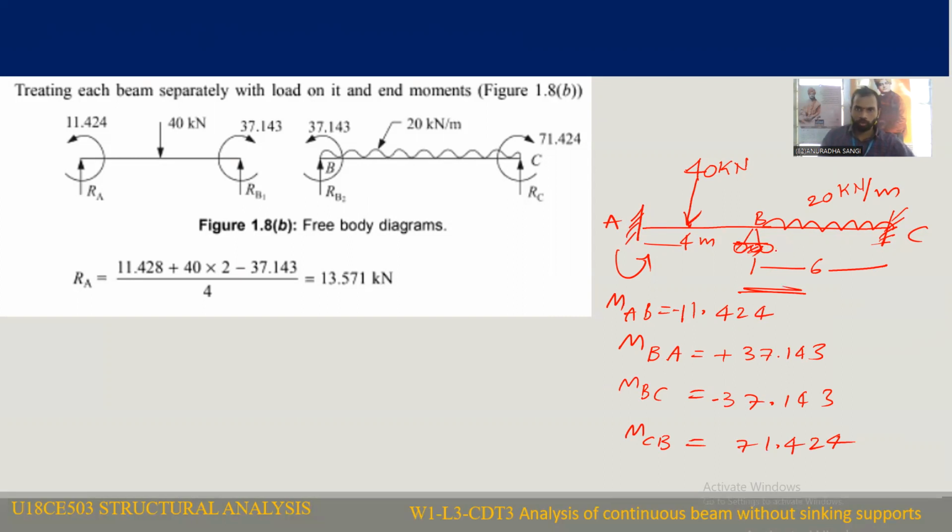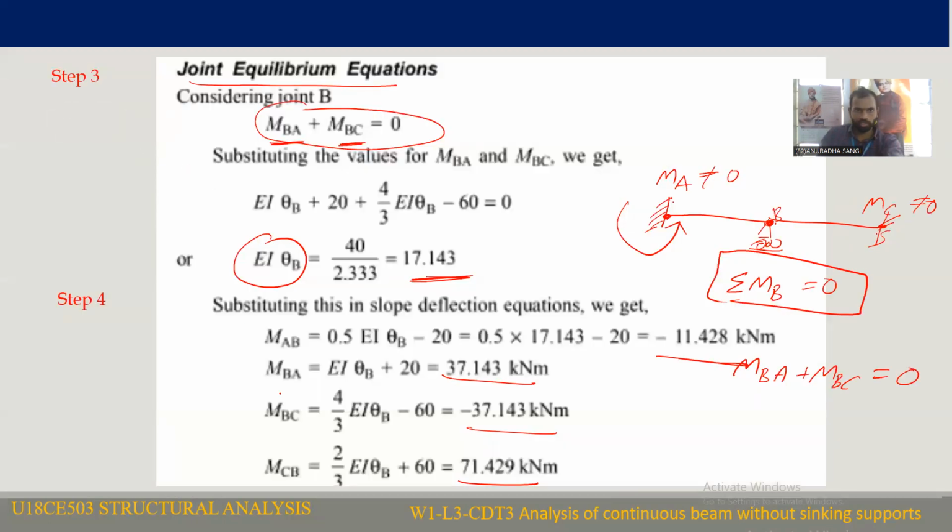So we have to draw the free body diagram of these two spans. If you draw the free body diagrams individually for the AB span and BC span, we can observe here. At A, we have fixed moment, that is MAB, 11.428. How are we getting this value? These values we calculated from here. So MAB is equal to minus 11.428.